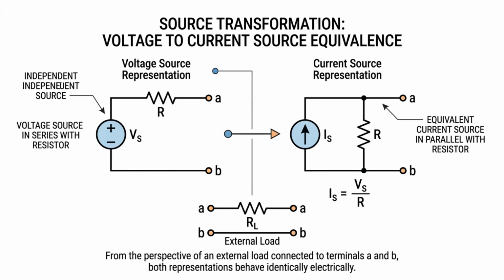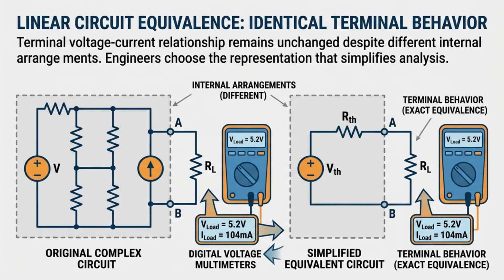Source transformation is a circuit theory technique that allows a voltage source in series with a resistor to be replaced by an equivalent current source in parallel with the same resistor. From the perspective of any external load connected to the terminals, both representations behave exactly the same electrically. This concept is not an approximation, but an exact equivalence for linear circuits. It means that the terminal voltage-current relationship remains unchanged even though the internal arrangement of components is different. Engineers can therefore choose whichever representation makes the circuit easier to analyze.